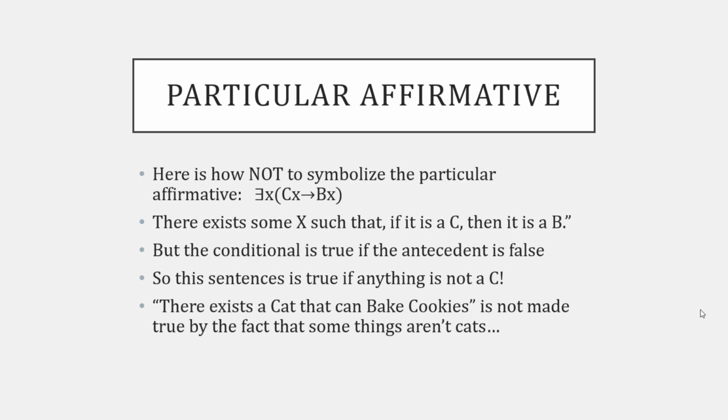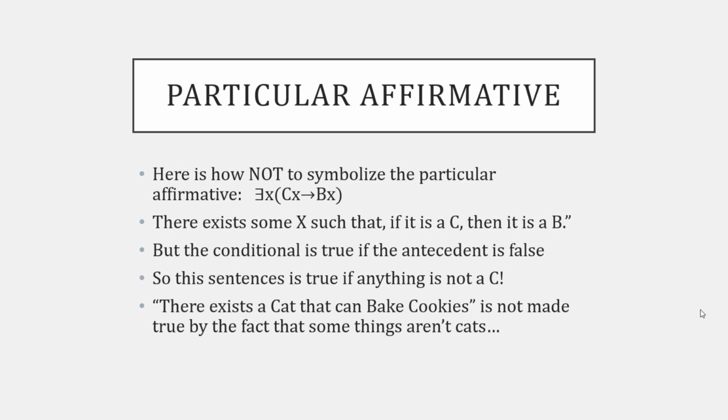So there exists a cat that can bake cookies. There exists an X such that X has the property C, being a cat. If it's got the property C, then it's got the property of being a baker of cookies. Well, that sentence is not made true by the existence of things that are not cats, right? We all agree there are things that are not cats, and yet there are no cats that can bake cookies, right? So that sentence should not be true. There exists a cat that can bake cookies on the basis of the existence of non-cat objects. But if you do this as a conditional, that's what you get.